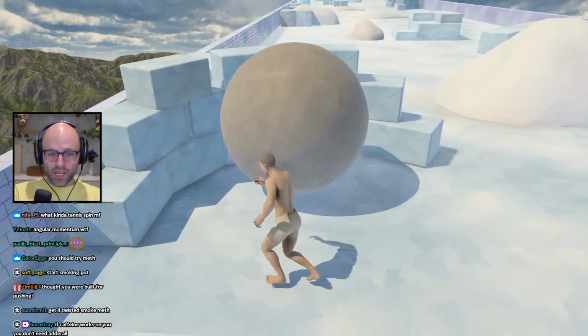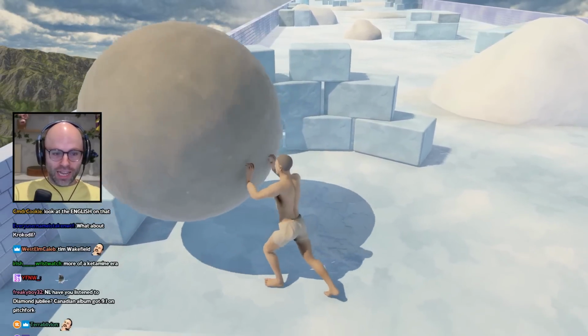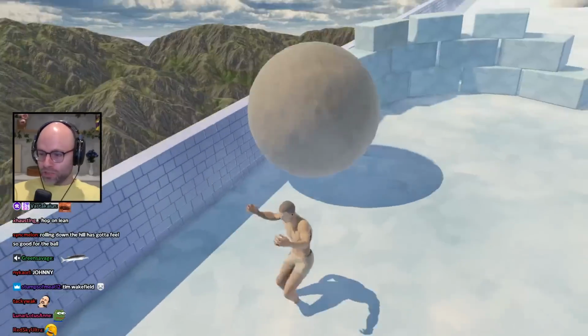Look at the fucking spin on this, Tim Wakefield. What am I supposed to do with this? Just friction. It's a lathe, man. I'm not going to have any fingerprints left.